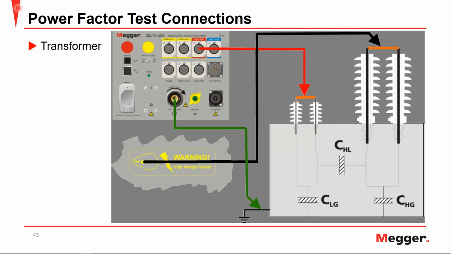Next, let's take a step and look at the power factor test connections. Here we have an example of the power factor test set, the Delta 4000 on the left, with the control unit on top.